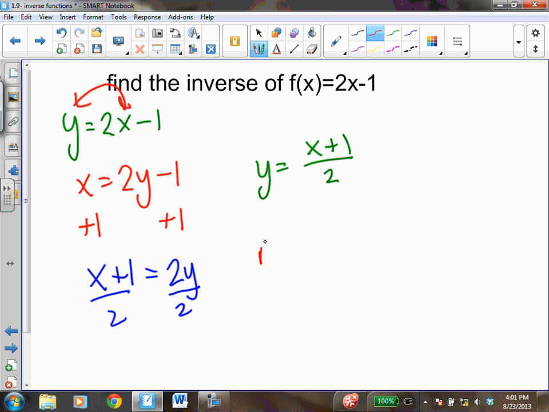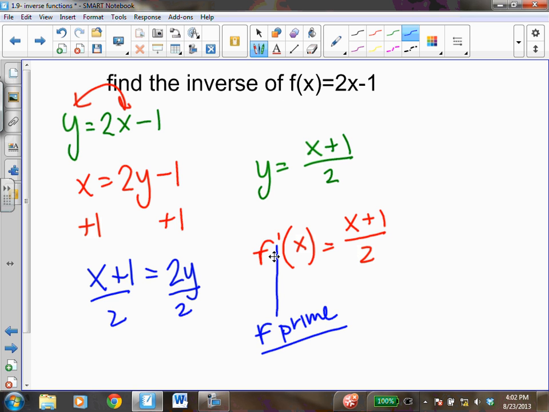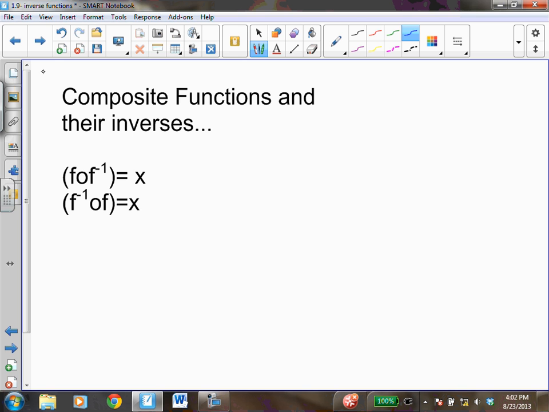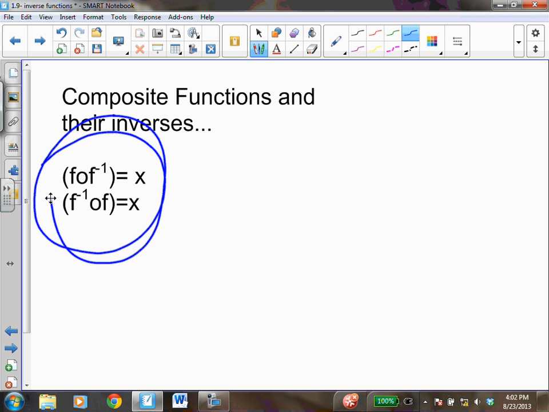Notation-wise, I indicate the inverse by using a little negative 1 in the power position. We say f inverse. So if you ever hear me refer to f inverse, that's referring to the inverse. Inverses also can represent composite functions, and we will talk about this more in class.